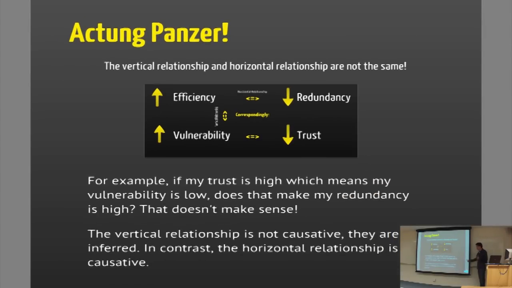For example, if my trust is high, which means my vulnerability is low, so that's the opposite of those arrows, does that make my redundancy high? No, it doesn't. The vertical relationship is not causative. They're inferred. In contrast, the horizontal relationship is causative. So, yeah.